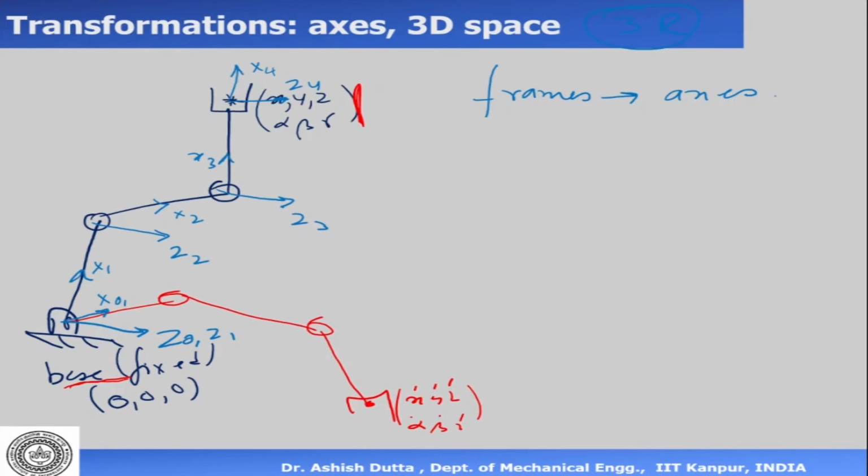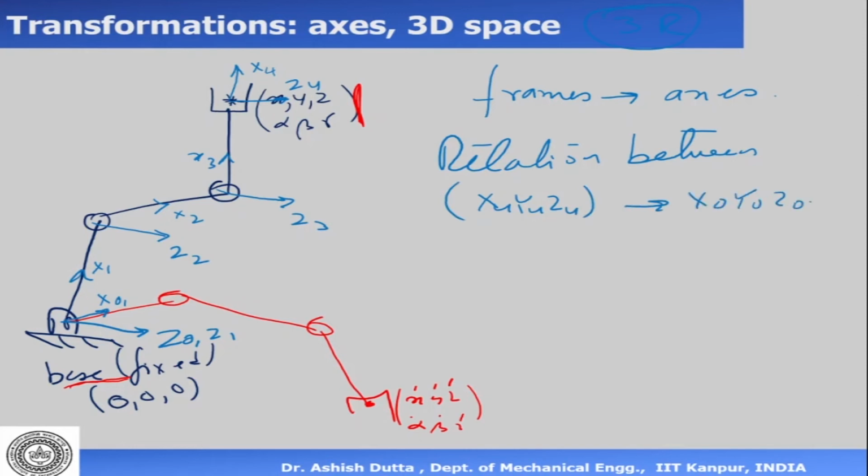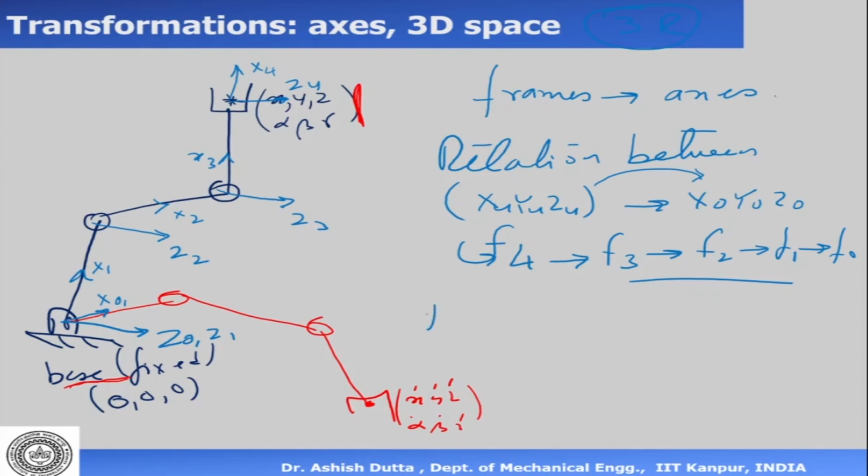Now what we do is we assign the relationship between frames. If I want to find the relation between frames x4, y4, z4 and x0, y0, z0, then I cannot come from here to here in one shot. So I go from frame 4 to frame 3, then from frame 3 to frame 2, then from frame 2 to frame 1, and then to frame 0. This basically means that I need to find the relation between frames.